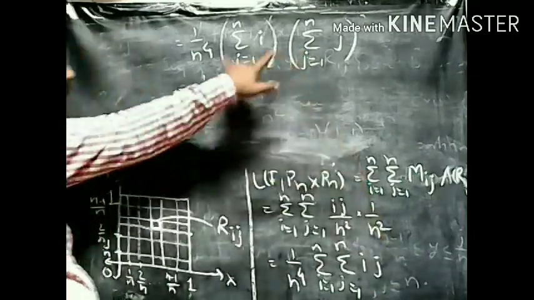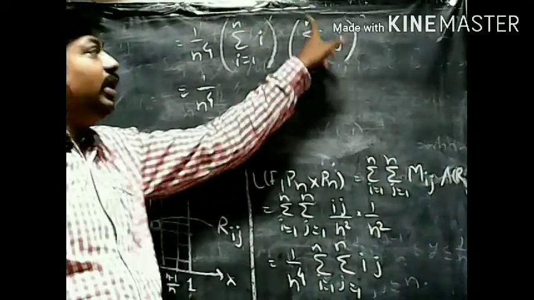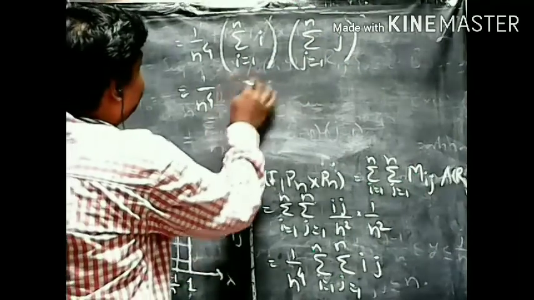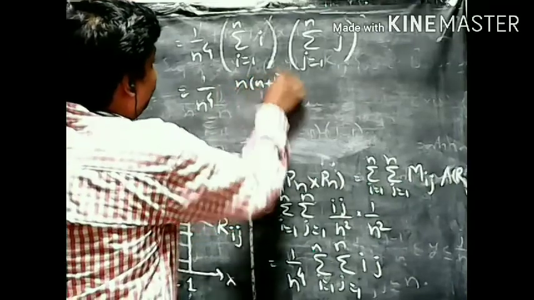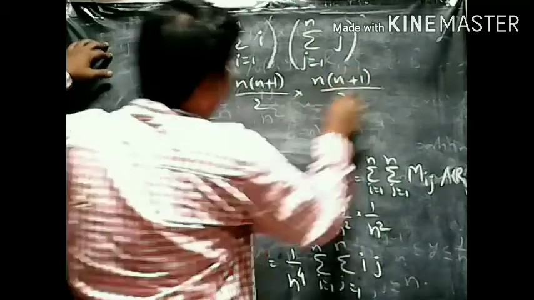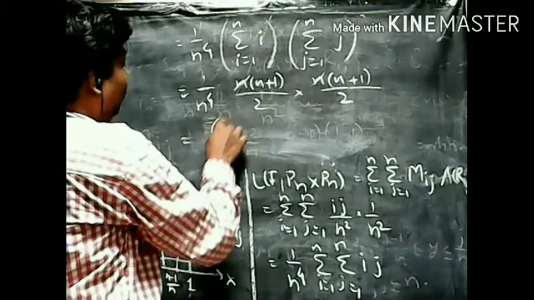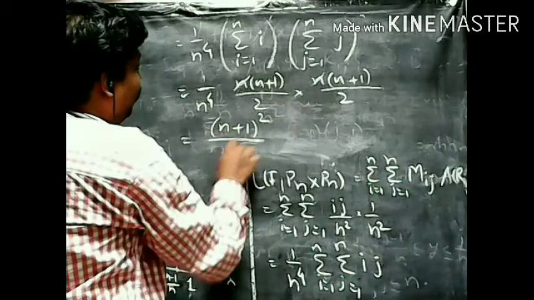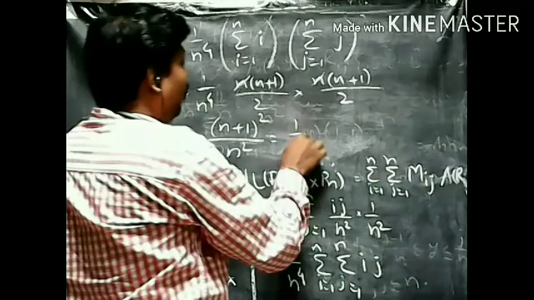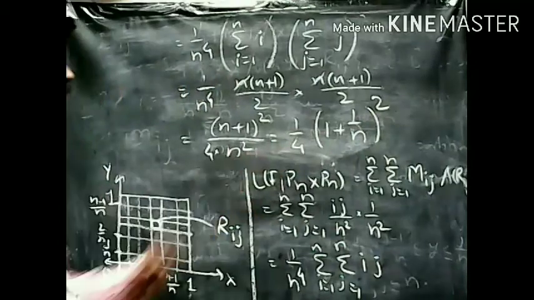Summation ij is equal to summation over i, where i runs from 1 to n, multiplied by summation over j from 1 to n of j. So this will be equal to, it's a very familiar sum, n into n plus 1 by 2, and this is also n into n plus 1 by 2. So one n and one n get cancelled. So we'll have n plus 1 whole square by n square into 4. So that will be 1 by 4 into 1 plus 1 by n whole square after simplification.